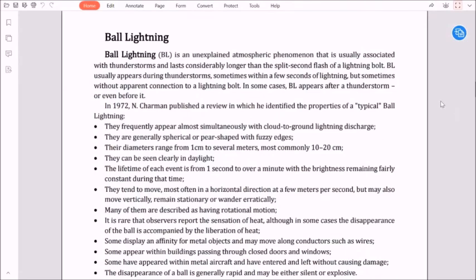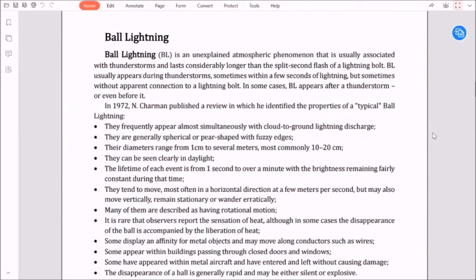In 1972, Chairman published a review in which he identified the properties of a typical ball lightning. They frequently appear almost simultaneously with cloud-to-ground lightning discharge. They are generally spherical or pear-shaped with fuzzy edges. Their diameters range from 1 centimeter to several meters, most commonly 10-20 centimeters. They can be seen clearly in daylight.